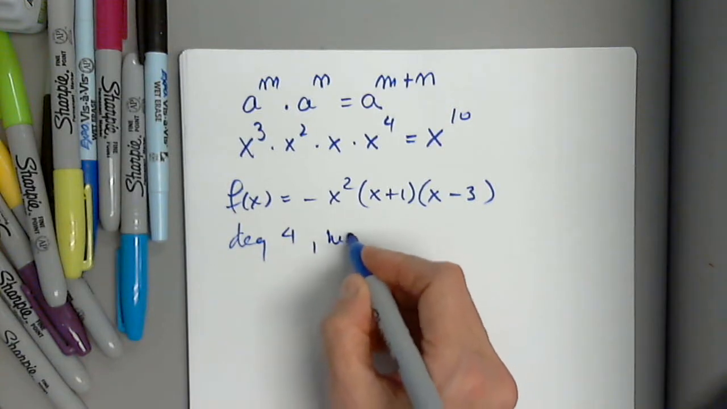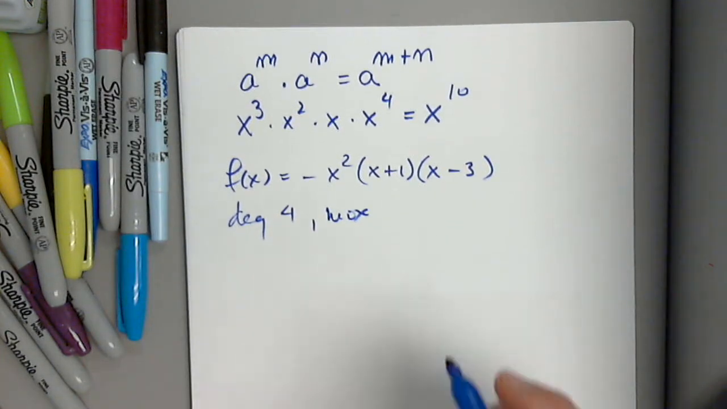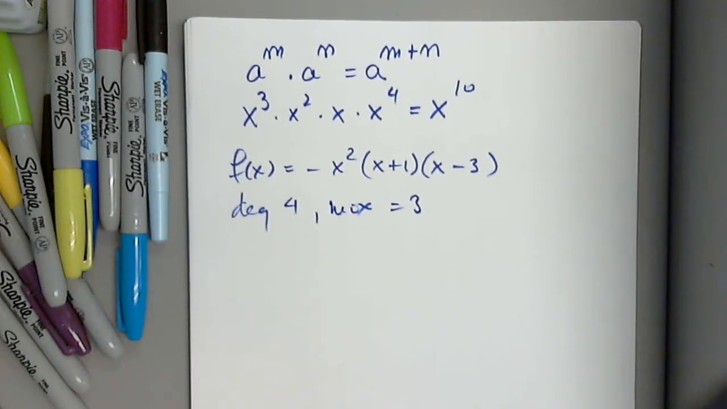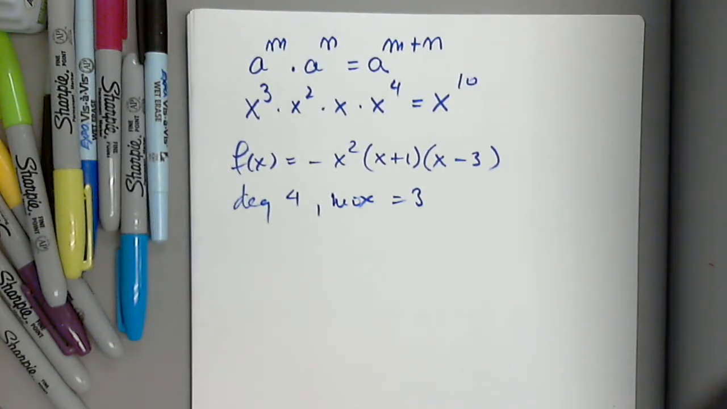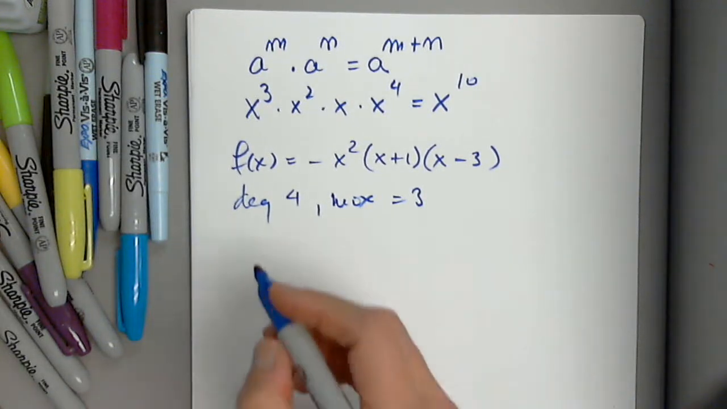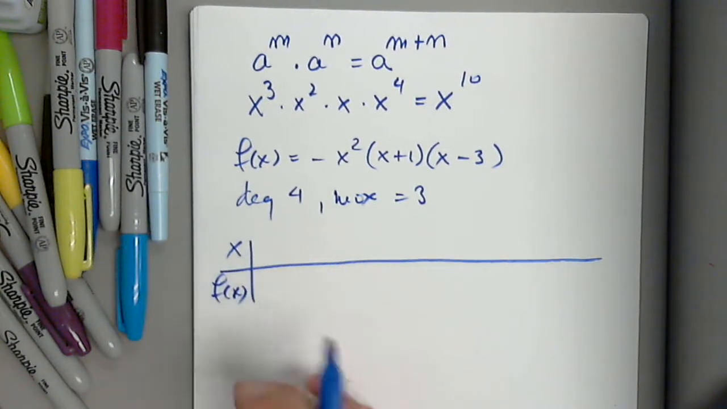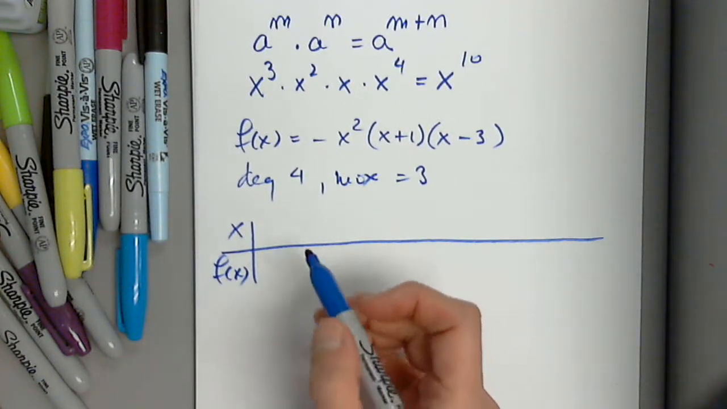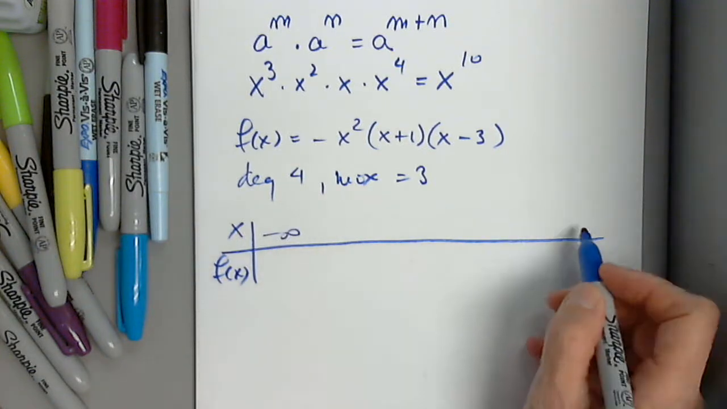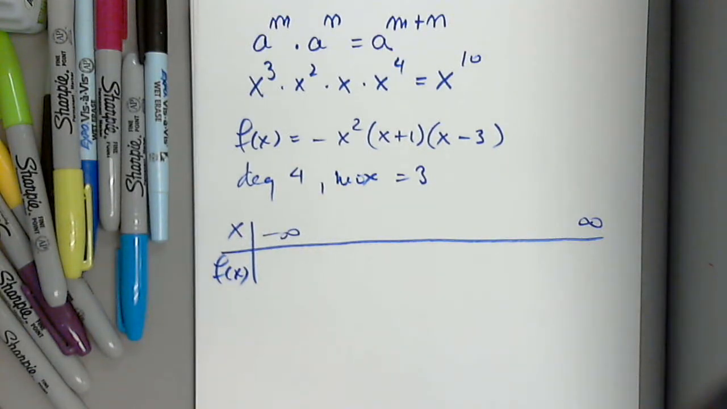So what is the maximum possible number of turns? Very good. It cannot have more than 3. It doesn't have to have 3. Okay? Very good. We start with the domain. Very good, because it's a polynomial function, degree 4. Perfect.